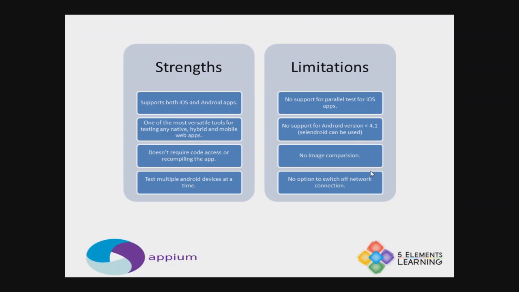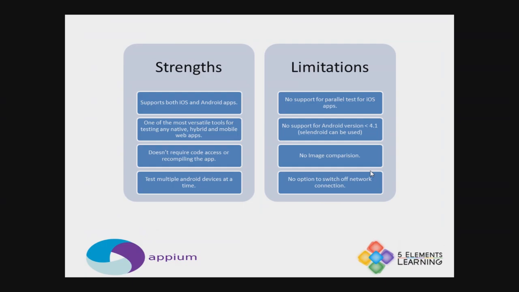So what are the benefits? It supports both iOS and Android apps. It is one of the most versatile tools available out there in the market to test any type of mobile application, whether native, hybrid, or web. It doesn't require you to have access to the code or recompile your application. It allows you to do parallel testing in Android devices. Limitation: it doesn't support parallel testing in iOS.